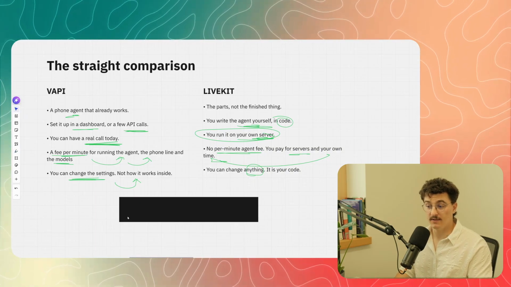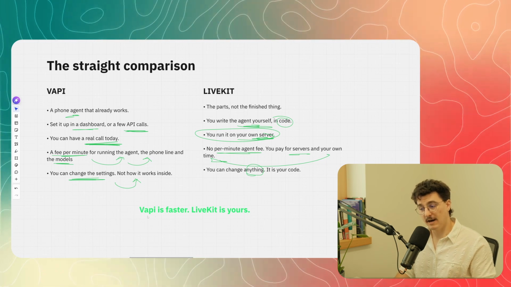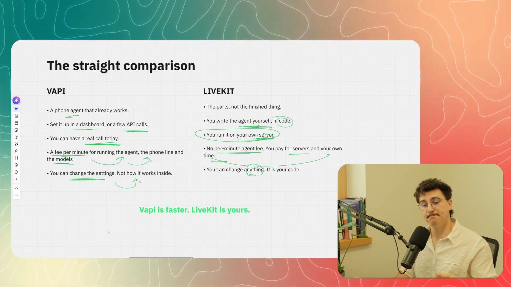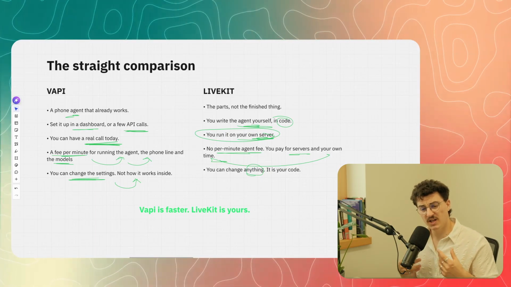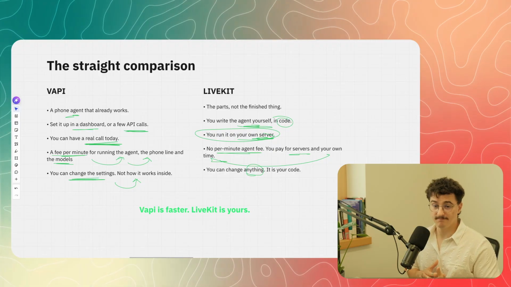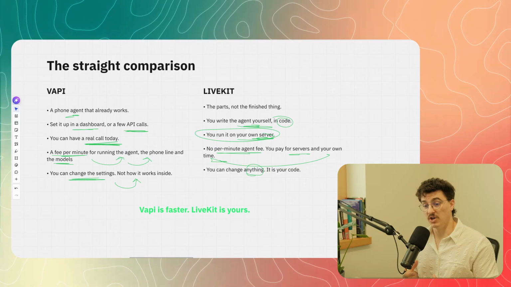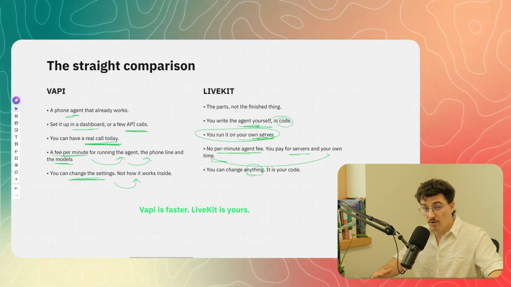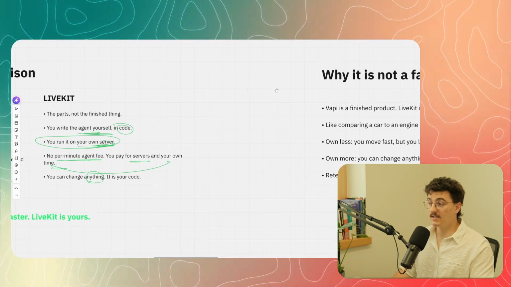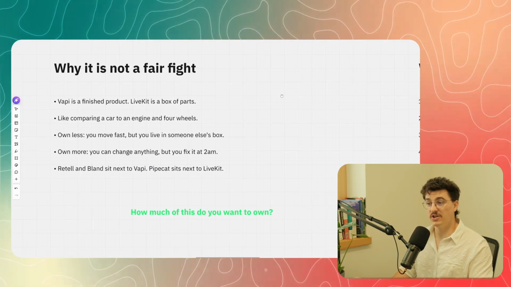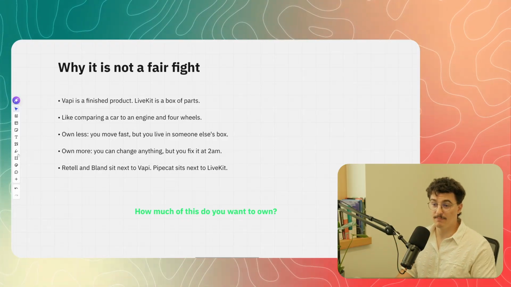You are completely flexible. So for the setup, Vapi is faster, but LiveKit is yours. If you need to build a voice agent really quick, Vapi is probably your call. But if you have a bit more time and want to build a solid system which you can have control over everything, then go with LiveKit. And with that, let's continue to why this is not a fair fight. Why you shouldn't actually make this comparison.